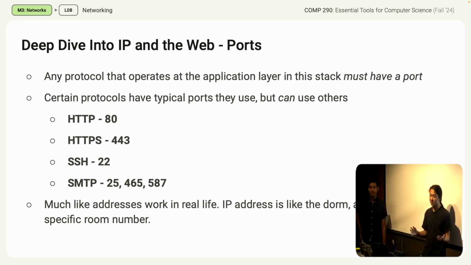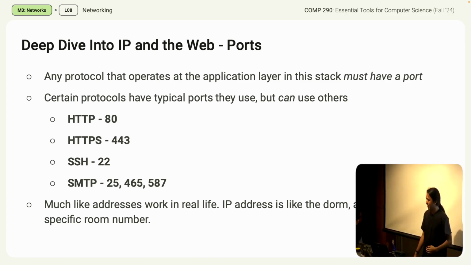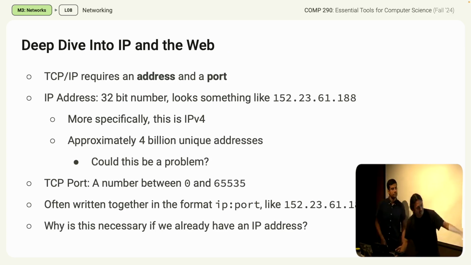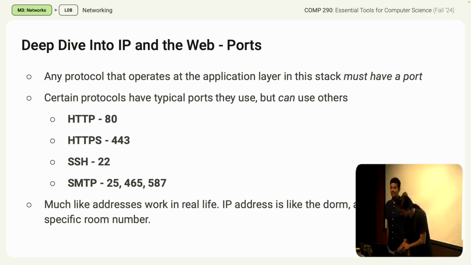If I want to host an HTTP server on port 2222, I can do that. I just specify it in my code when I'm writing it. I say, okay, actually don't use port 80, use 2222. And the issue is now if someone else wants to access my server, well, they don't know that port. So they'll go to port 80 and then the computer will just be like, oh, there's nothing here. So good luck. But if they know port 2222 as well, and they address it like so in the web browser, that's how your web browser can do it too, they'll access my server. So yeah, much like addresses work in real life, the IP address is the dorm and the port is the specific room number.